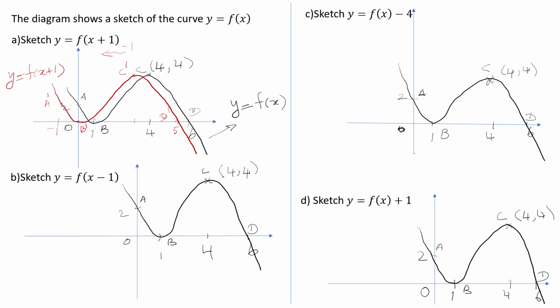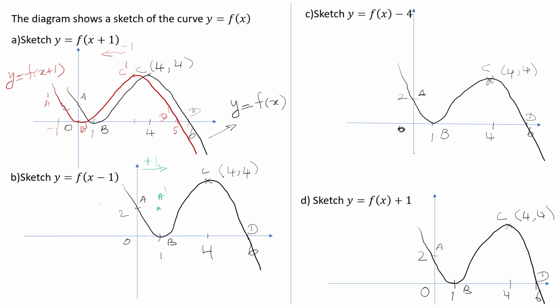The next one, sketch y equals f(x minus 1). So I'm going to draw the green line. Now the constant is inside the bracket but -1, so the graph shifted in the opposite direction, right hand side by 1. So let's check the new points. The point A, x coordinate is 0, so the new x coordinate will be 1. This is A dash.